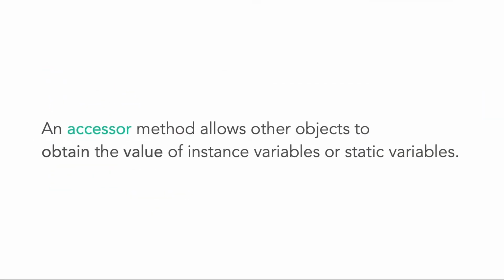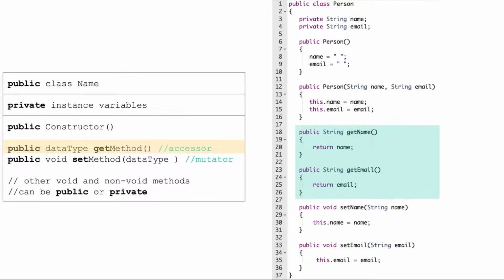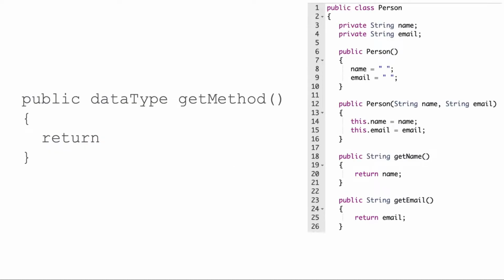An accessor method allows other objects to obtain or access the value of instance variables or static variables. Accessor methods allow safe access to private instance variables, and they can be referred to as get methods or getters. Here's the Person class example we saw in topic 5.1. Remember, a non-void method returns a single value. Its header includes the return type in the place of the keyword void. An accessor method is a non-void method.